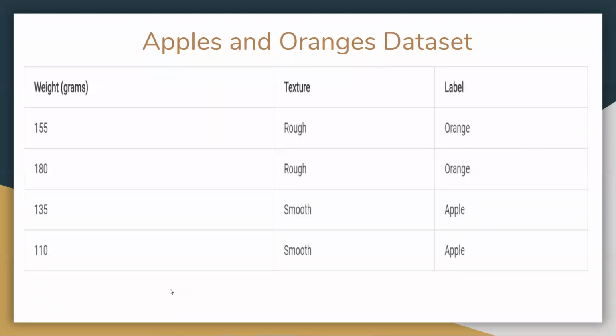Right. Okay. So this weight in terms of grams is called a feature. So this is feature one, and texture is feature two. Texture tells about the fruit surface, whether it is a rough surface or a smooth surface, and based on that you are deciding whether it is a label. Okay, the label indicates whether it is an orange or an apple.